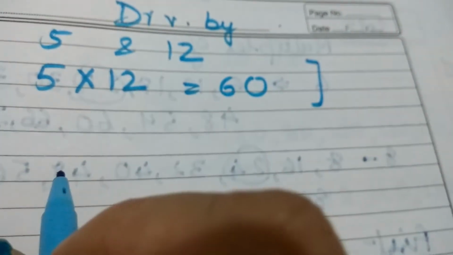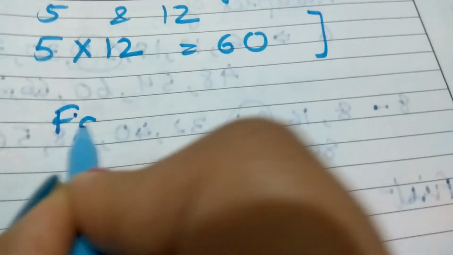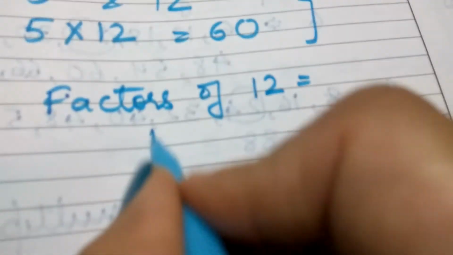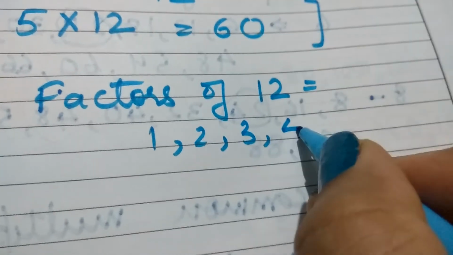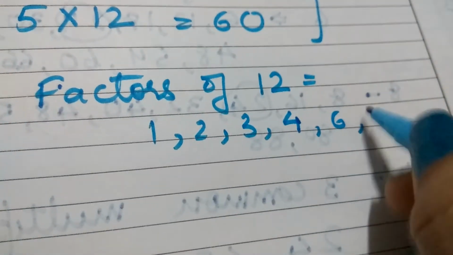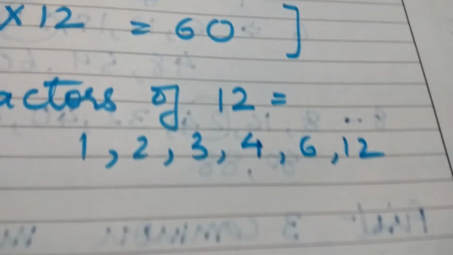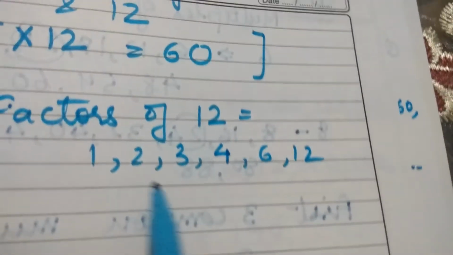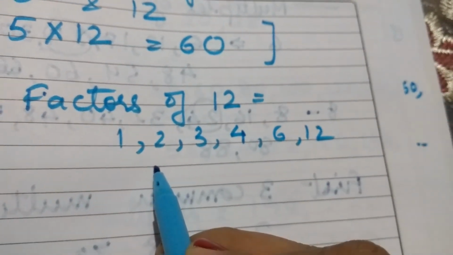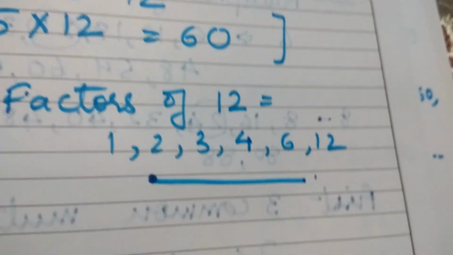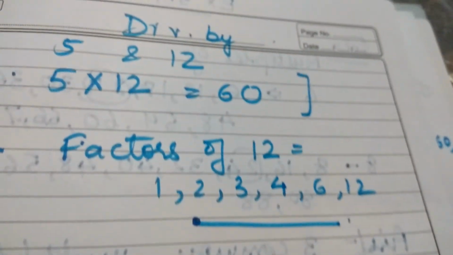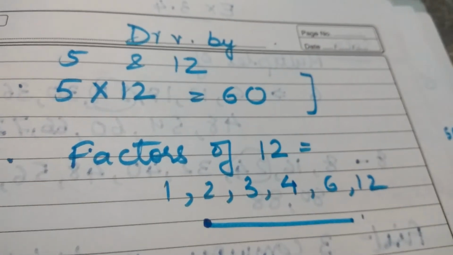A number is divisible by 12. By what other numbers will that number be divisible? So we will find factors of 12. When we find factors of 12, it will be 1, 2, 3, 4, 6 and 12. So if a number is divisible by 12, then it will be divisible by these numbers also. So this is Exercise 3.4. Thank you.